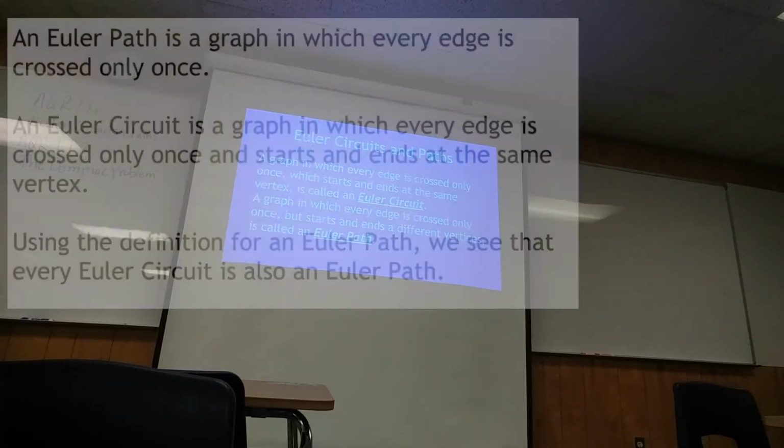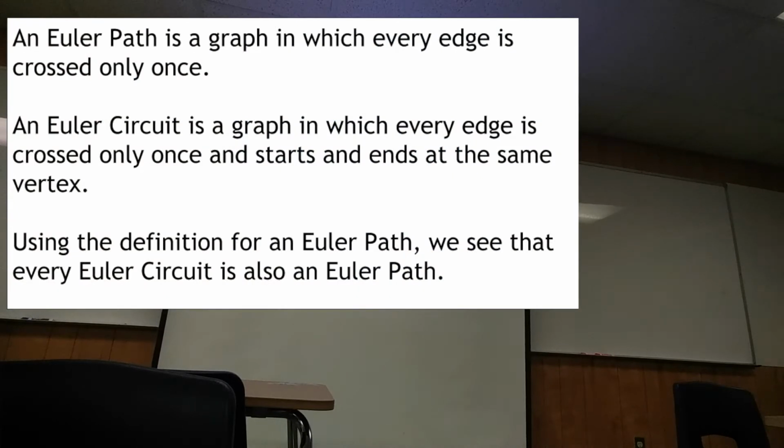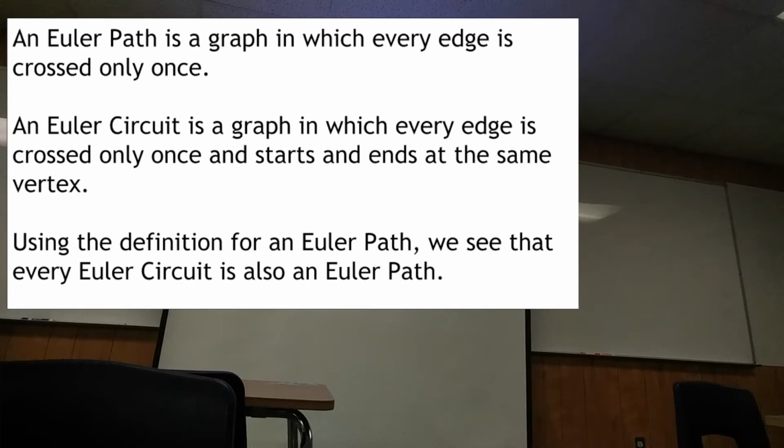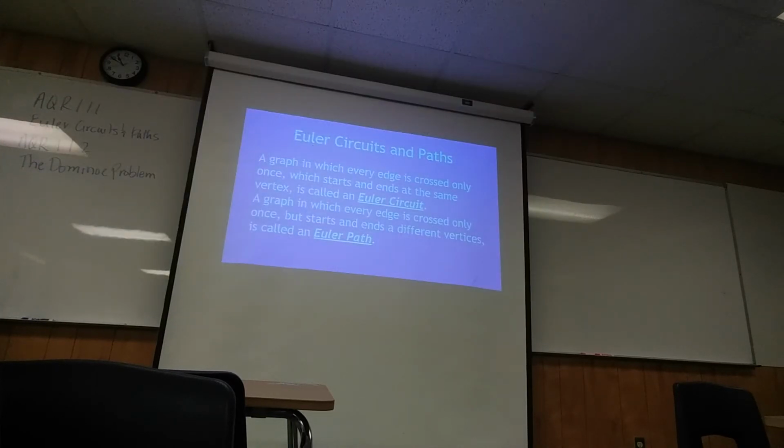Alright, a graph in which every edge is crossed once, which starts and ends at the same vertex, is called an Euler circuit. We just said that. That's a definition you must know. A graph in which every edge is crossed only once but starts and ends at different vertices is called an Euler path. A circuit starts and ends at the same vertex, but it touches every edge exactly once. A path touches every edge exactly once, but it starts and ends at different vertices. Now there are rules to determining quickly if a circuit or a path exists. But we have to talk about one more term in graph theory.